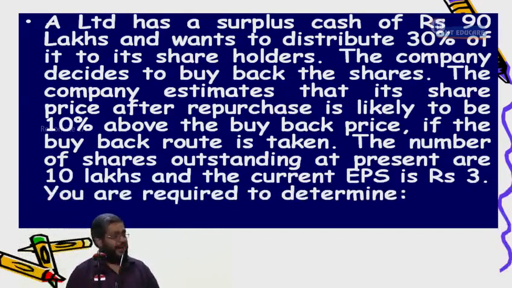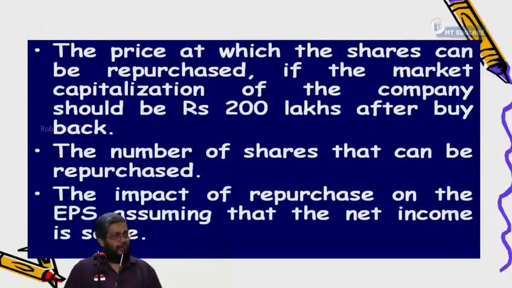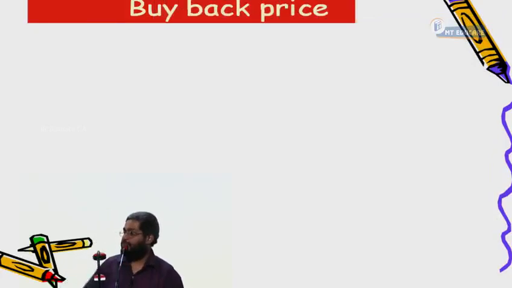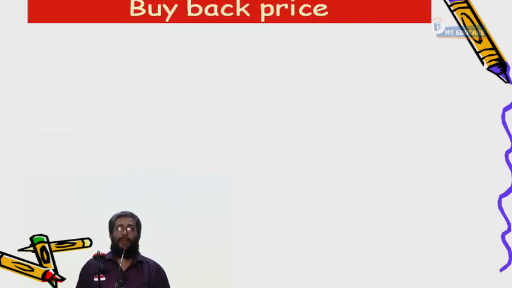Now the question is, you have to find out the buyback price, the number of shares bought back, and also the EPS after the buyback has been made, if the question is asked for 6 marks. Everybody following or not? Now, let us do it together. Write down first. Question number 15. Step 1, buyback price.